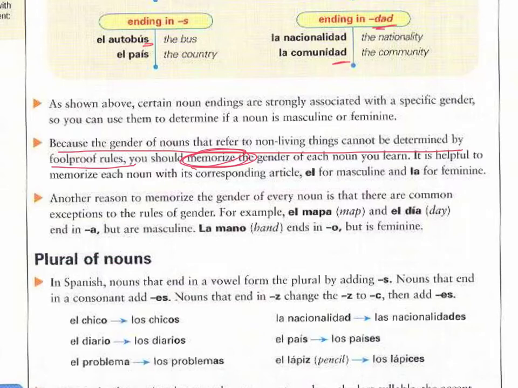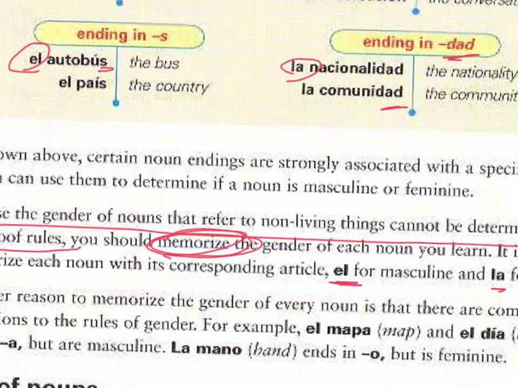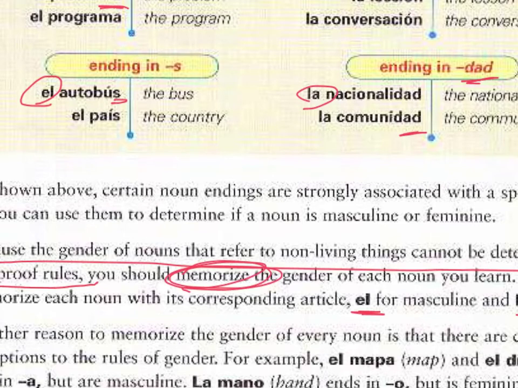And so we'll talk about the articles in a minute, but el is masculine, la is feminine. So you look up here, autobus is el autobus because it's masculine. And nacionalidad would be la nacionalidad because it's feminine. The autobus, the nationality, right? But remember that I mentioned that in Spanish you really need to pay attention to whether things are masculine or feminine and singular or plural, right? So be looking for that a little bit later.